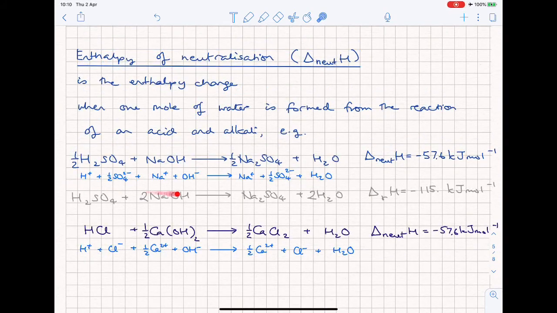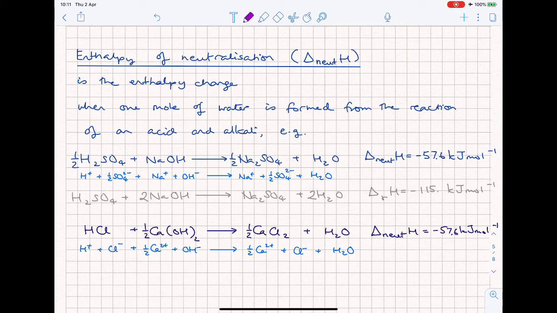So you can see I've written down the ionic equations for both of these neutralization reactions. For example, if we look at the top one here, half a mole of sulfuric acid gives us 1 mole of hydrogen ions and half a mole of sulfate ions. Remember, this isn't half an ion, this is half a mole of sulfate. And I've written the ions out for the rest of the equations.